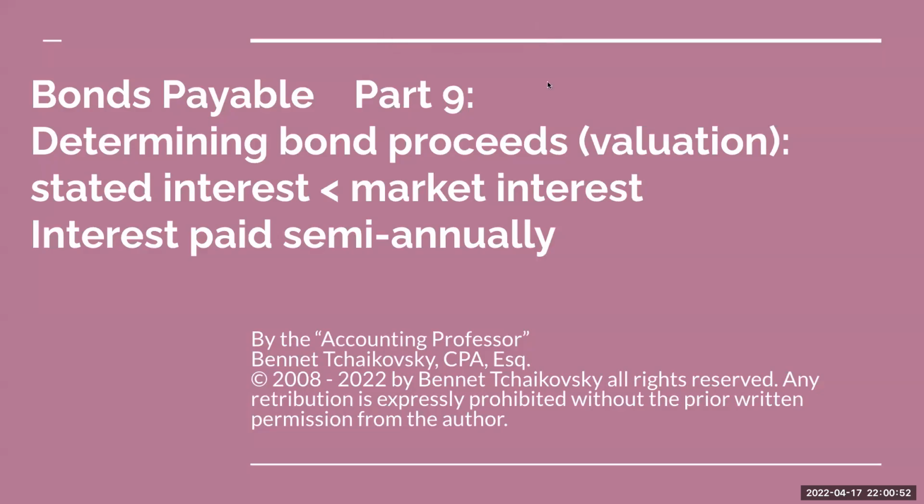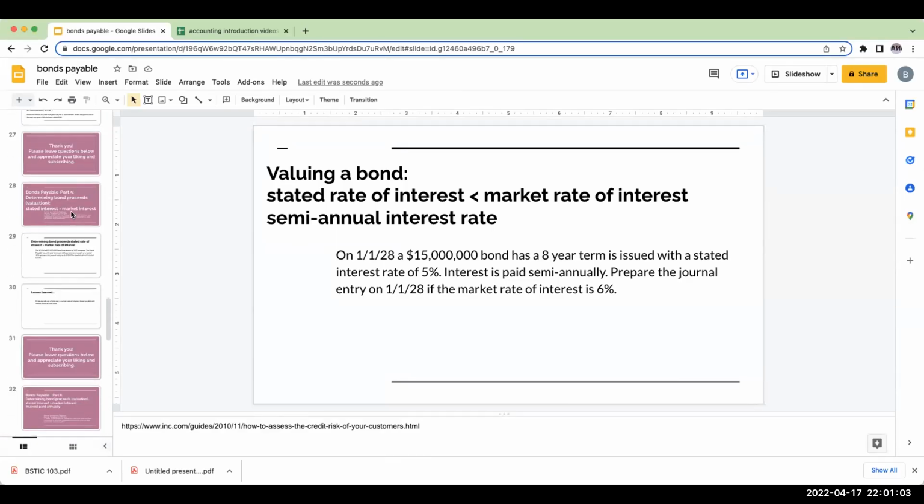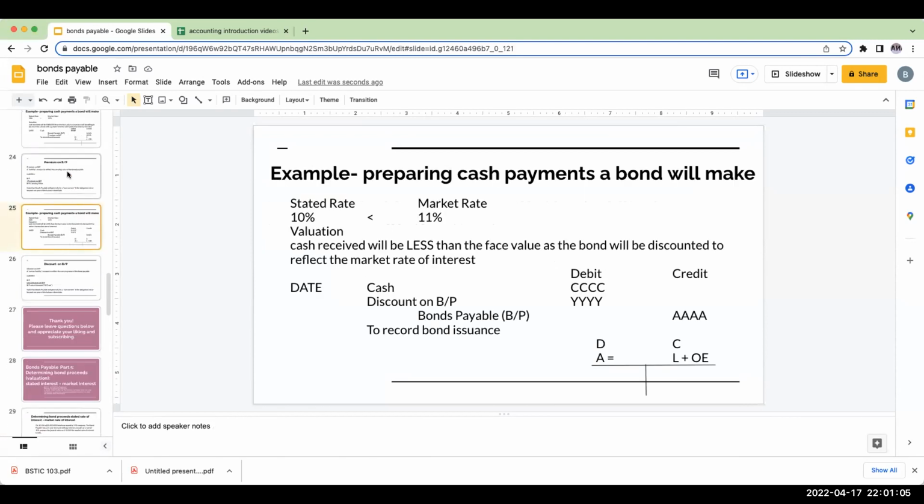So this is bonds payable part 9. We're determining bond proceeds where the stated rate of interest is less than the market rate of interest. Before we go any further, remember, if the stated rate is less than the market rate of interest, what's going to happen? The bond is going to issue at a discount, right?